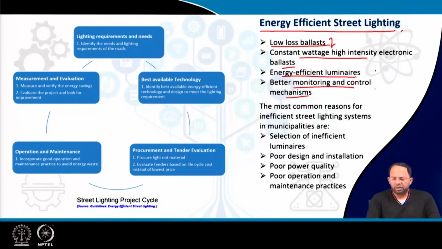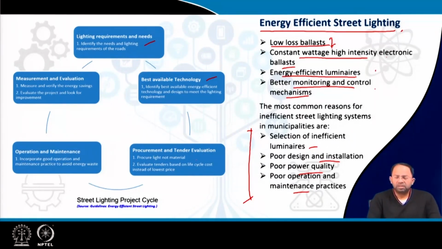And the common reasons for inefficient lighting are selection of inefficient luminaire, poor design and installation, poor power quality, poor operation and maintenance practices. So we have to be careful about all these different aspects. Now, if I just go with the project cycle, of course we have to choose the best available technology. We have to first identify what sort of lighting is required for what purpose we are using that light. First we determine that. For that we have to do proper audits and all.